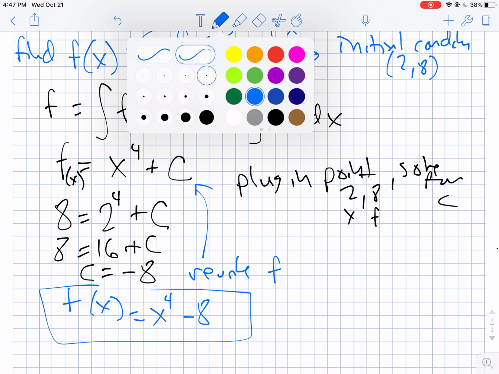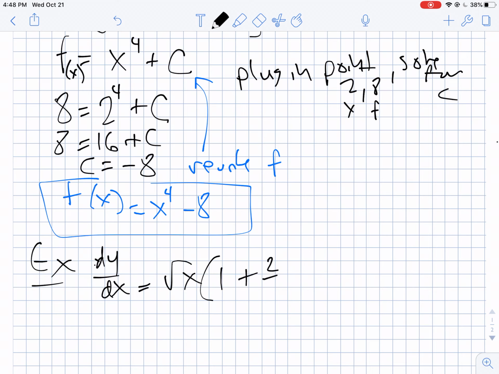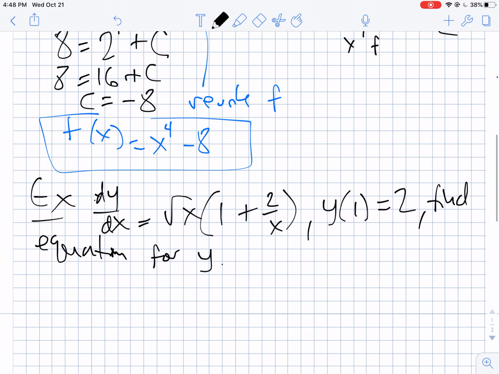The next example, let's take a look at one here. So let's say now we have, again, your dy/dx equals root x times (1 plus 2 over x). They tell you that y of 1 is equal to 2, and they ask you to find an equation for y. Now, if you feel pretty good about the first example, feel free to pause for a minute and give this a try on your own, see if you can figure that out.